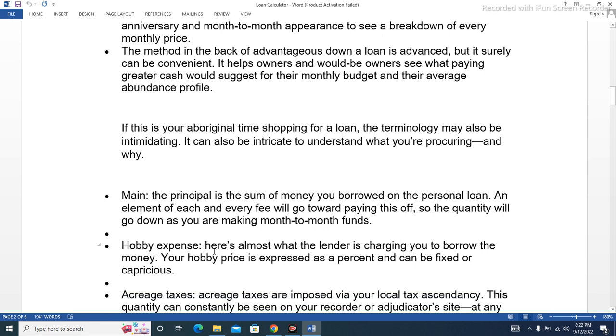Interest rate. Here's almost what the lender is charging you to borrow the money. Your interest rate is expressed as a percent and can be fixed or variable.